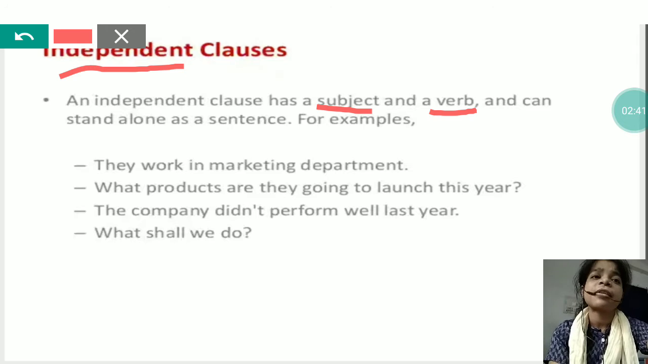Like "They work in the marketing department." "What products are they going to launch this year?" "The company didn't perform well last year." "What shall we do?" If you look at all the examples, you can find that all the sentences are complete. They don't need extra words to complete their meaning. Hence, all are called independent clauses.